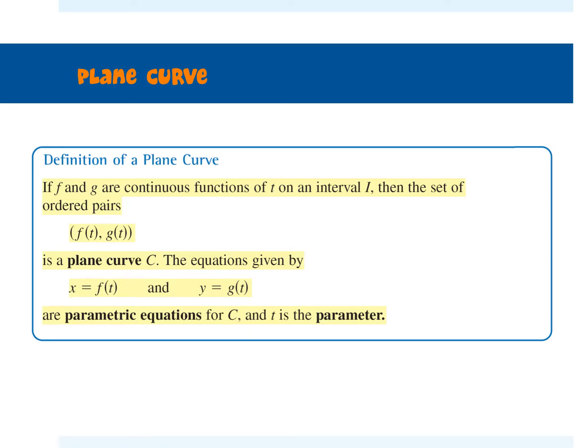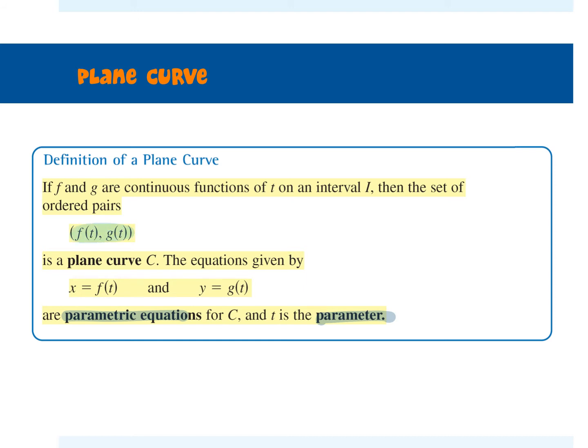The definition of a plane curve. So if f and g are continuous functions of t on interval I, then the set of ordered pairs f of t and g of t is a plane curve. The equations given by x equals and y equals are parametric equations, and t is the parameter. So this is just some vocab here, okay? The actual equations are called parametric equations. T is a variable, but it's called a parameter here, and remember it represents time.